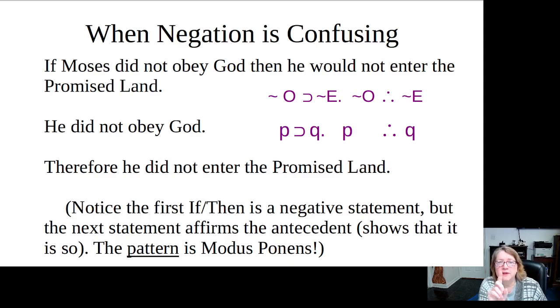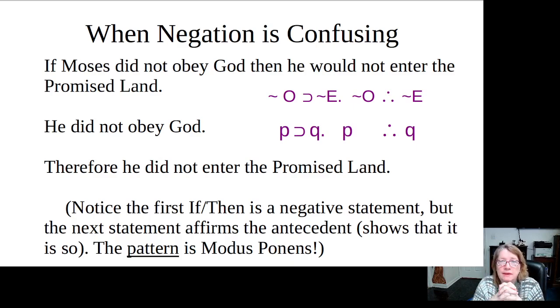If you're thinking it might be modus tollens, the second line would have to negate the consequent, okay? If P, then Q, not Q, therefore not P. If you see that pattern where it's negating the Q, then you know you have a modus tollens.